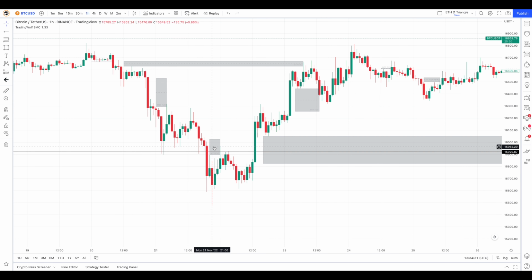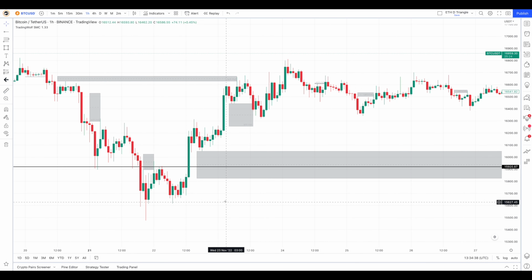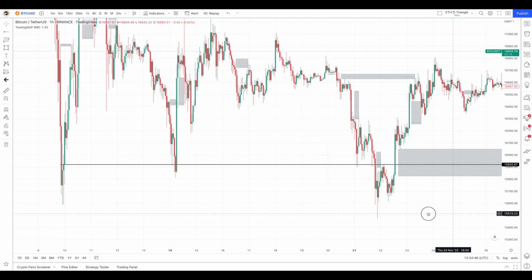Same idea here. Price comes down, fair value gaps formed. Comes back up, tests the middle perfectly here for another 2% move down. But once again, you're not looking for huge moves off of these ones with the trending ones, because there's no liquidity grab and that's not how fair value gaps are traditionally traded.